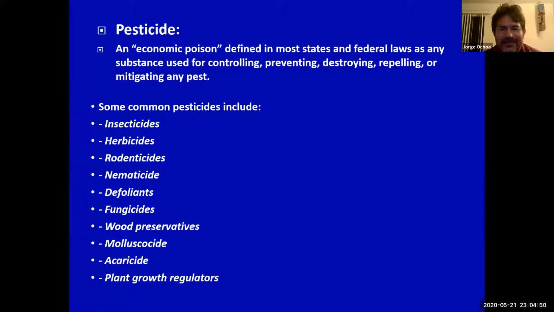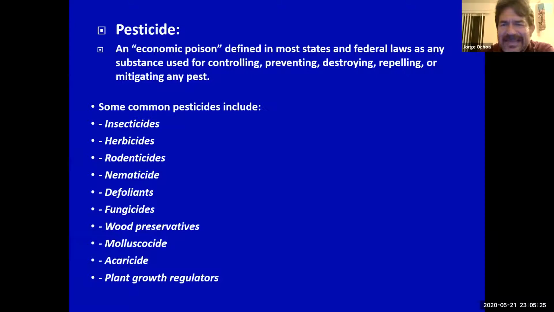So here are just some quick definitions of what a pesticide is. An economic poison is a product that is used to kill or to deal with a problem. It is defined in most states and federal law as any substance used for controlling, preventing, destroying, repelling, or mitigating any pest. So that's just a general definition. I'm sure there will be others.